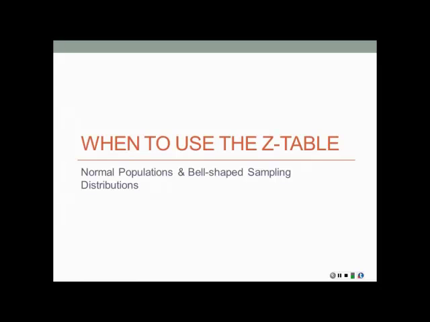In this section of the video, I'm just going to talk about when to use the z-table. Basically, there are two general sets of times when you'd use the z-table. One is when you're given a normal population and you're computing probabilities with respect to a value or set of values in that normal population. And the second is when you have a bell-shaped sampling distribution. The one we've talked about so far is the sampling distribution of x bar. There will be others as we move forward.